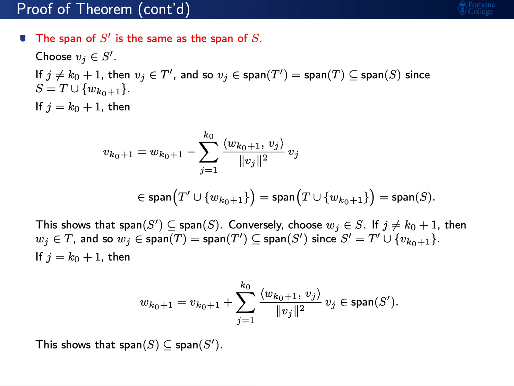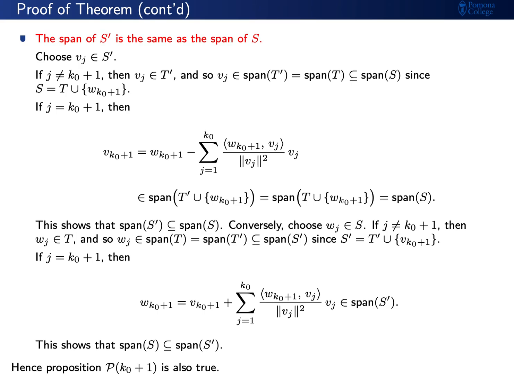If, on the other hand, j is equal to k0 plus 1, then again we just look at the definition of v sub k0 plus 1 to see that w sub k0 plus 1 must be a linear combination of the elements of S prime, and therefore all of our w sub j's are in the span of S prime. This shows the converse, that the span of S is contained in the span of S prime, so we must have equality. This shows that our proposition, P of k0 plus 1, must also be true, thereby completing the proof by induction.